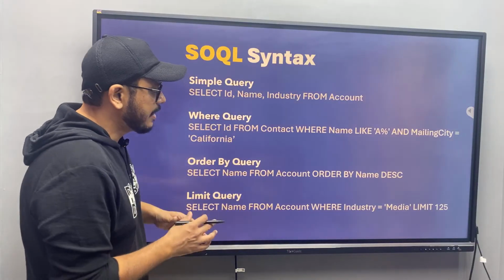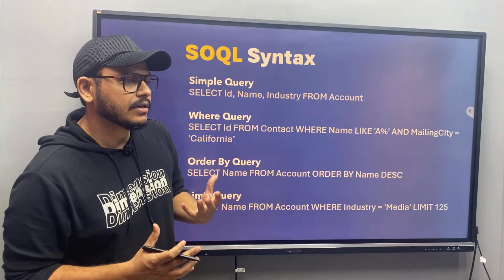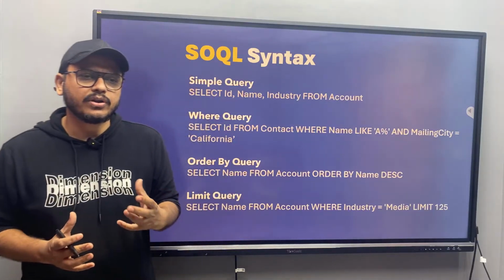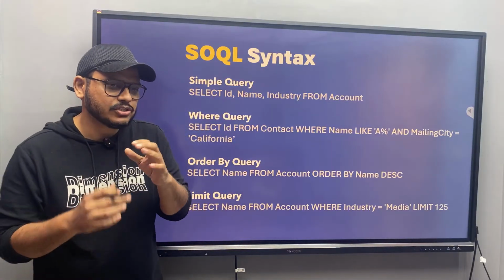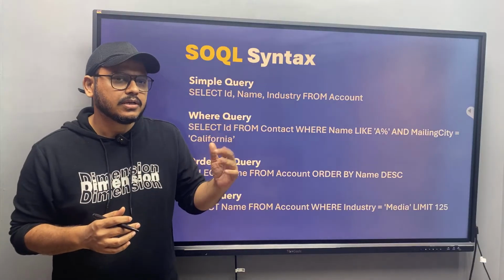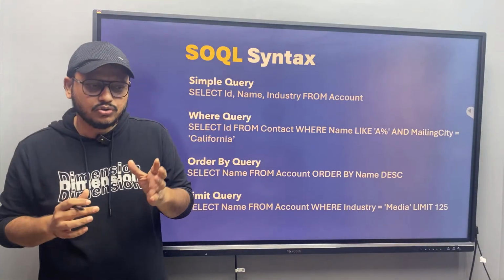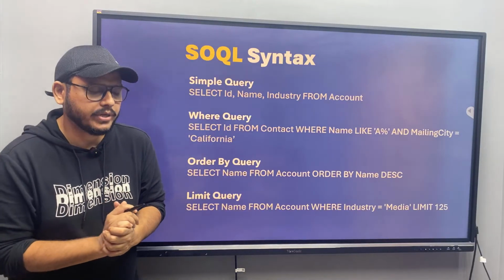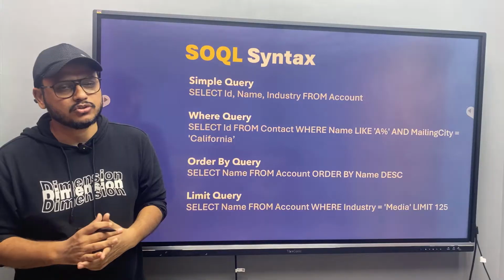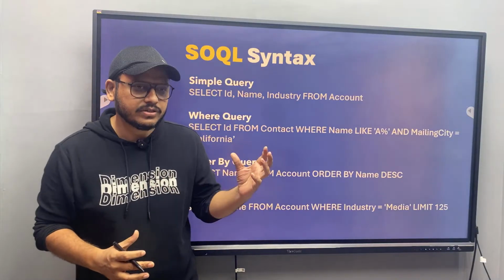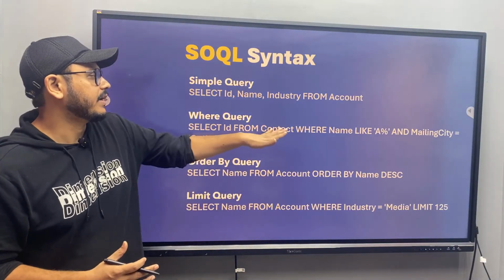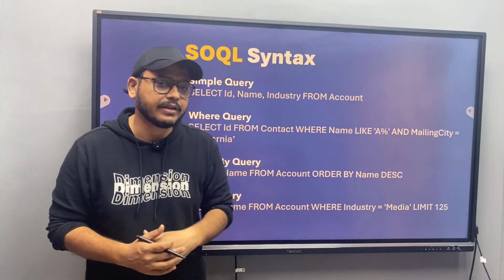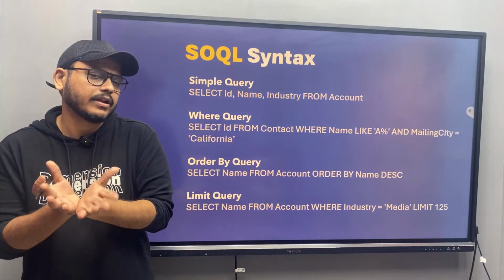The next one is a limit query. Limit query basically is required when you want to restrict your results to a certain number. So for example, you just want 100 records to appear in your query. You don't want all the records to appear. There can be, say, 5,000 records which meet the criteria, but you want 100 records only.